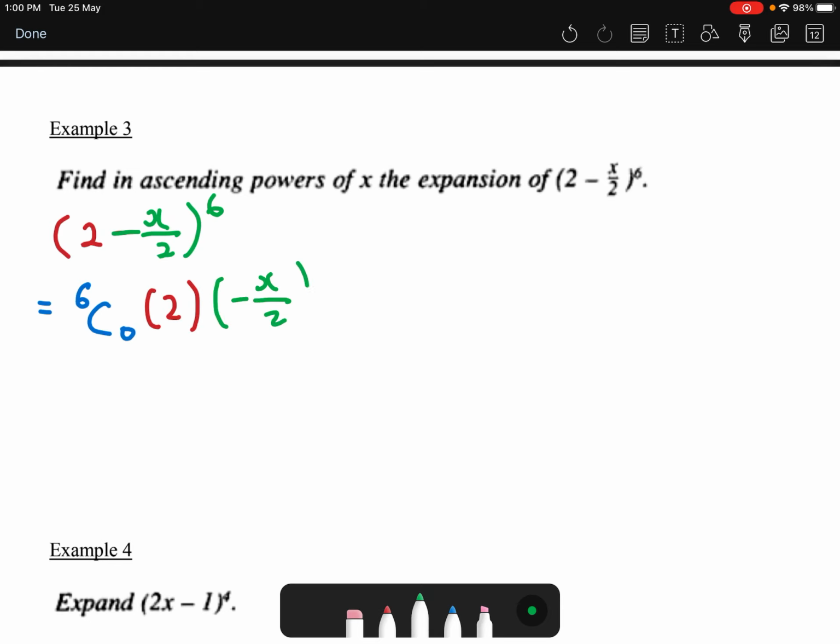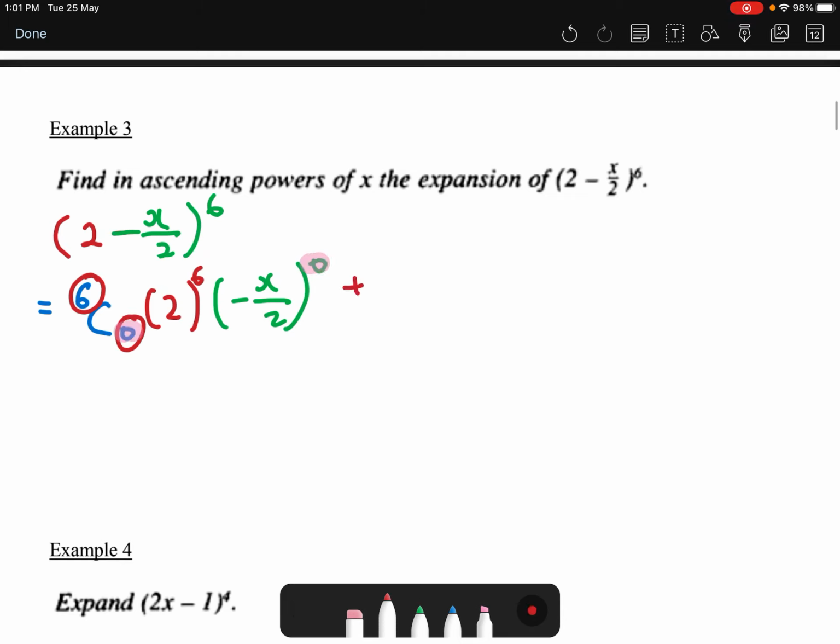Okay, the minus sign will always be with the second term. So what about the 2 to the power of what? This power is always 6 minus 0, so 6 minus 0 is 6. Then this green color is 0. Always follow this.